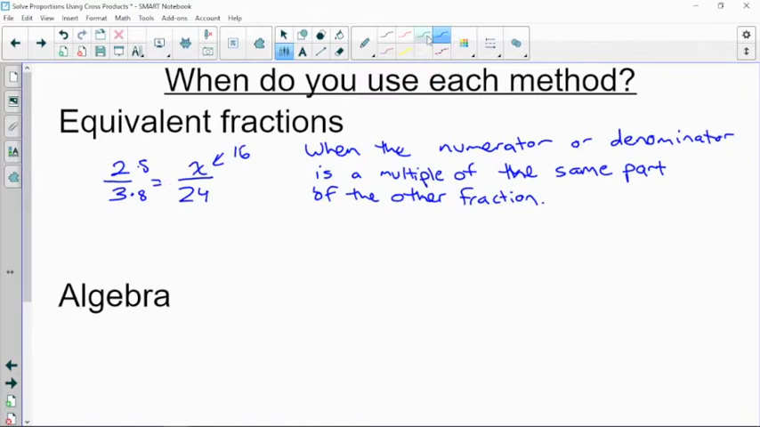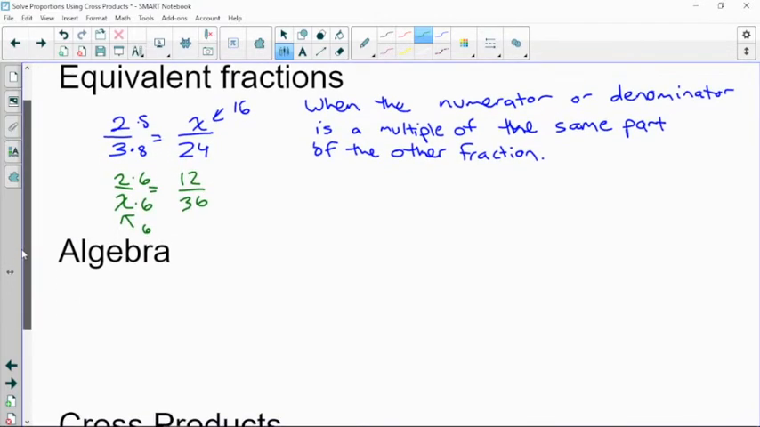So I could use that if I had a fraction like 2 over x equals 12 over 36. Because 2 times 6 is 12, so what times 6 is 36? X has to be 6. The numerators were multiples. One of them was a multiple of the other.